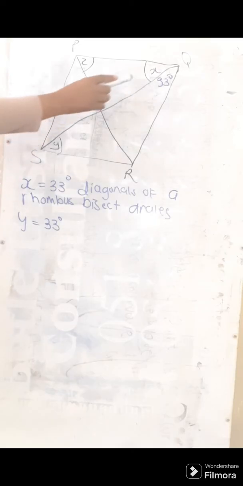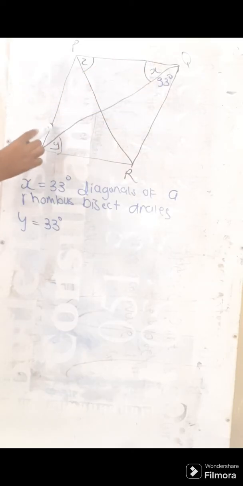So Y will also be equal to 33 when you look at this. Opposite angles, opposite sides of a rhombus are equal. So this angle equals this angle. So this 33 equals this one.